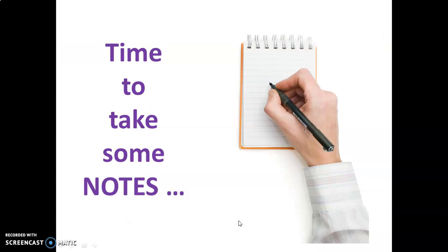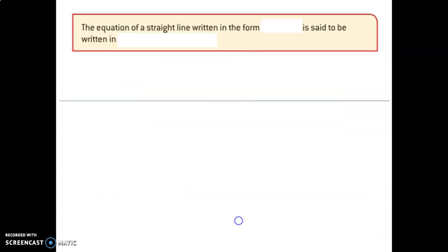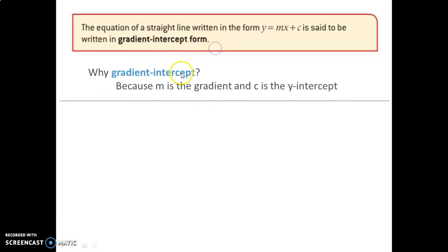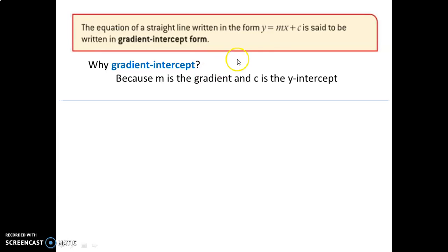Okay, let's take some notes. We're going to look at different forms of linear equations because y equals mx plus c is not the only form we know. So the equation of a straight line written in the form y equals mx plus c is said to be written in gradient intercept form. Why is this called gradient intercept? Because m is the gradient and c is the y-intercept. So we call this gradient intercept form.